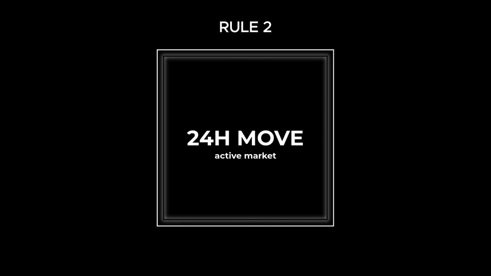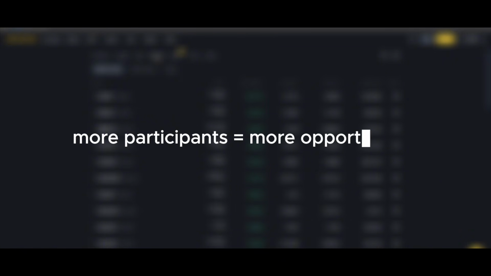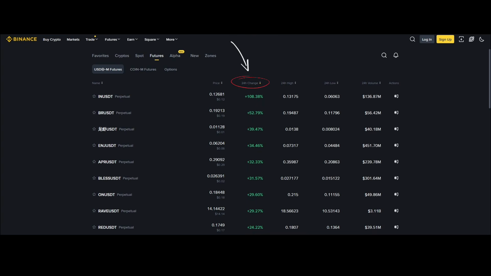Rule number 2. Check the instruments with the biggest 24-hour change. These coins are in high priority because they are either pumping or actively moving. That means more traders are watching them and participating. More participants equals easier entries and better reactions. You can find them on Binance by clicking the 24-hour change tab.